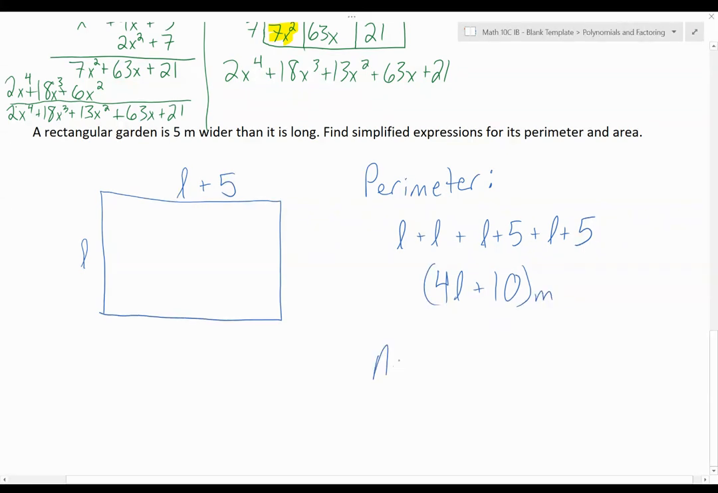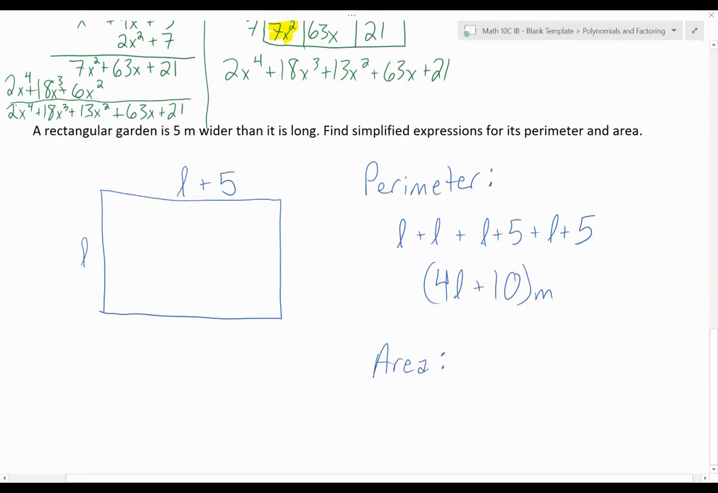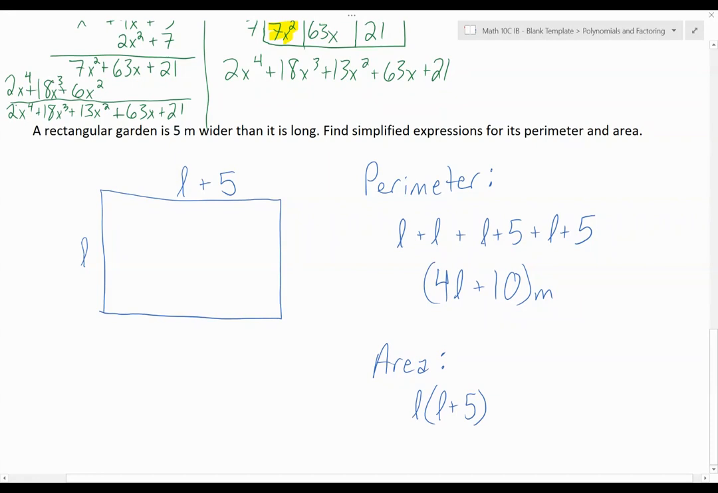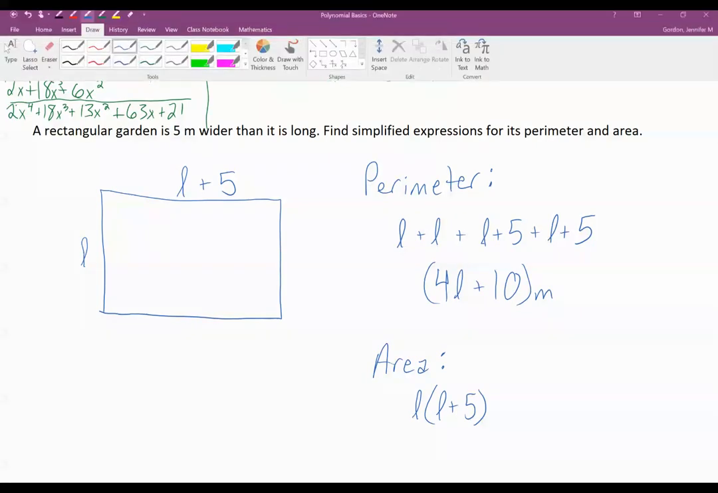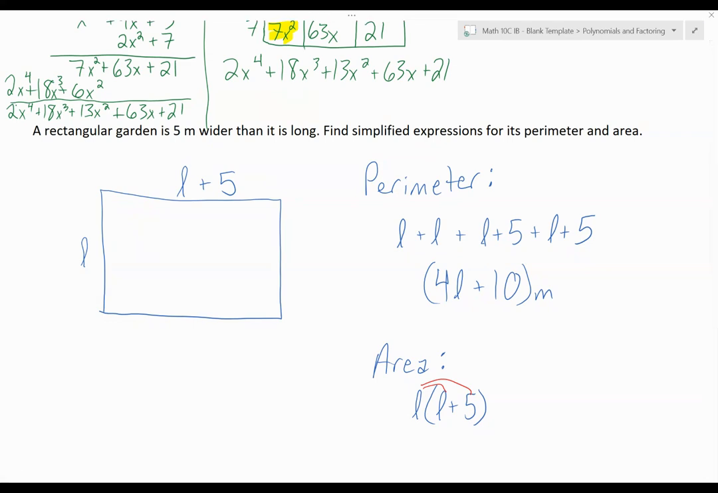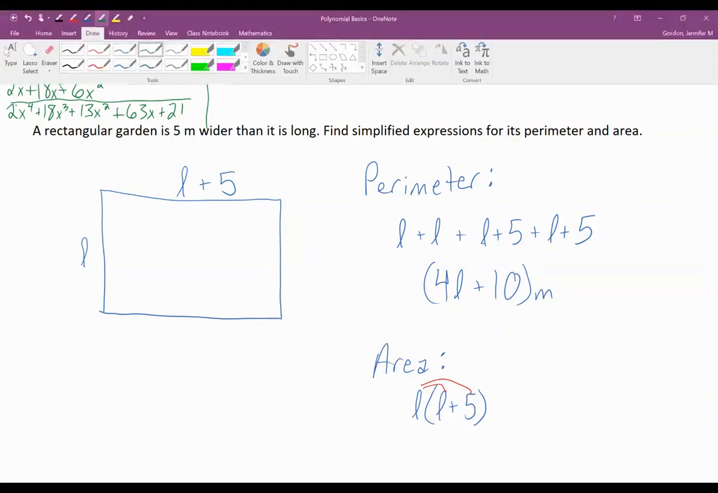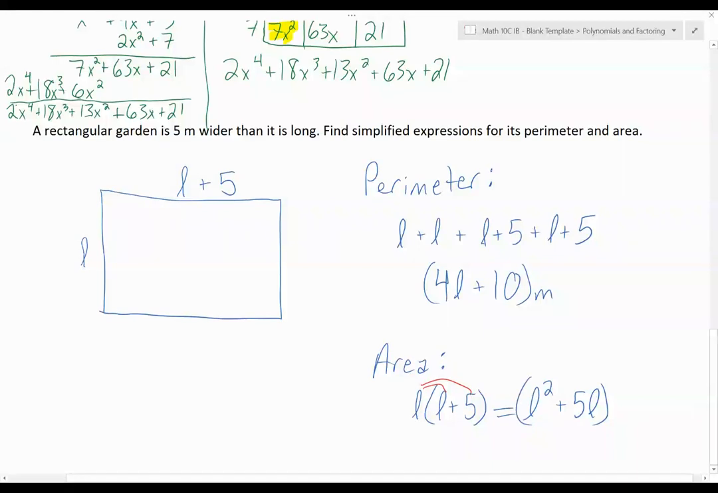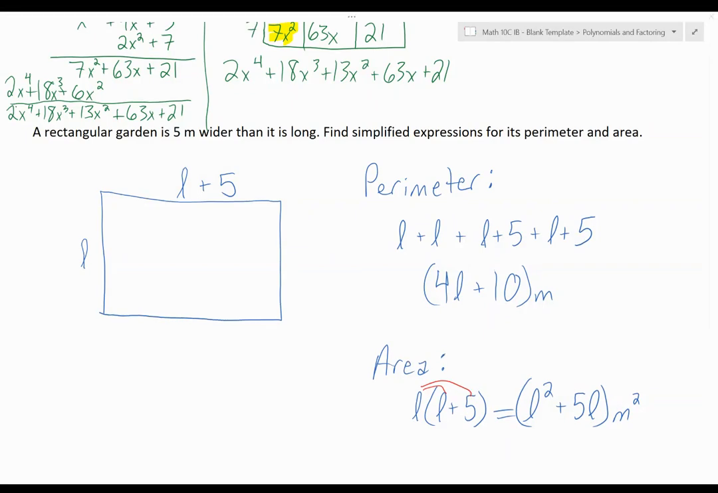And the area, well, area is length times width, so that's going to be L times L plus 5, which involves a distribution. So this is an example where it's probably very efficient just to do your multiplication this way. So L times L is L squared, and L times 5 is 5L. And that is in meters squared because it is area. So there's a simplified expression for the perimeter and a simplified expression for the area.